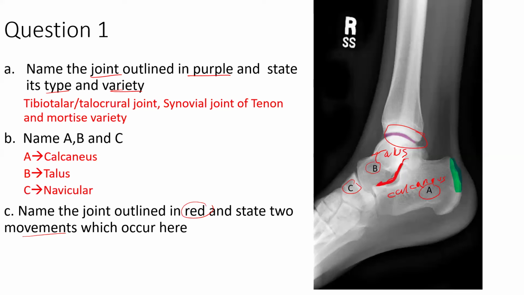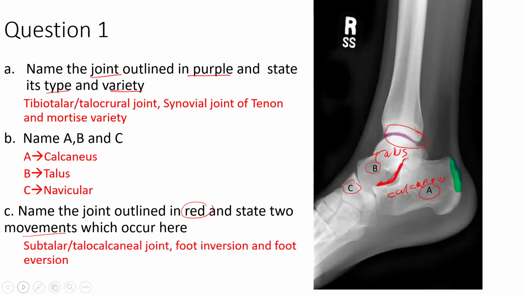The movements which occur there are the foot eversion and inversion. Okay, so foot eversion and inversion. Those are the movements which occur at that joint. And we are done with the first question.